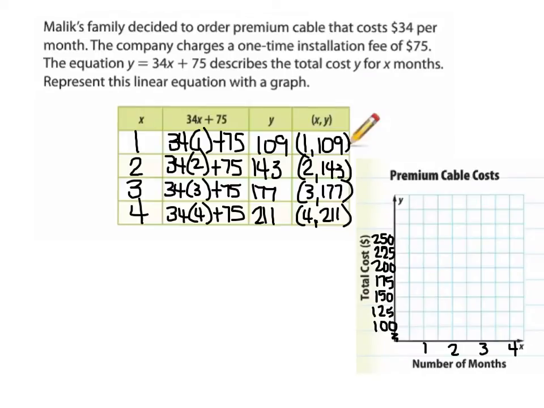All right, so plotting my points. I'm going to go 1, 109, so I'll go a little bit above. It's not going to be perfect. 2, 143, so I'll be close to the 150. 3, 177. 4, 211. You can see that my line is a linear line. It goes straight.